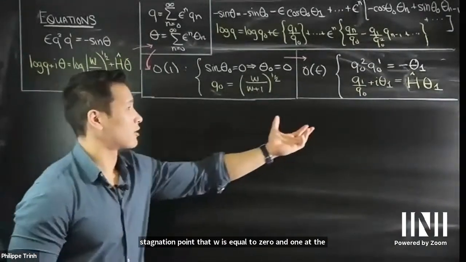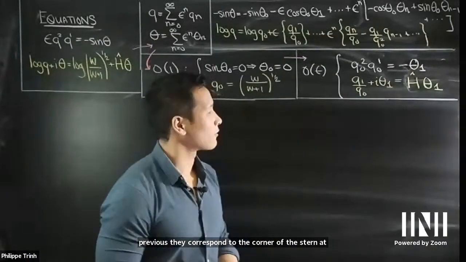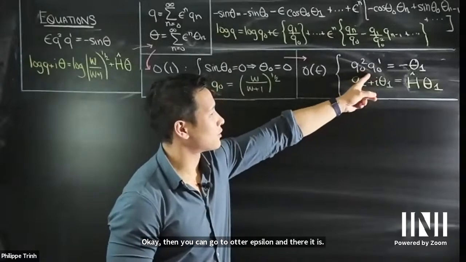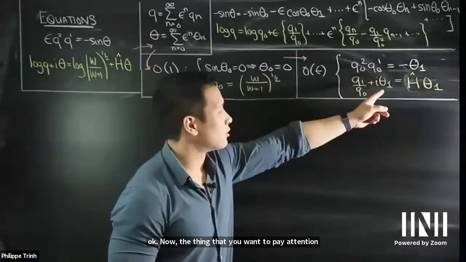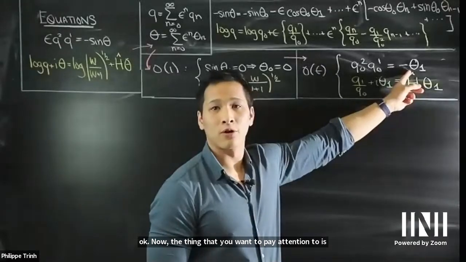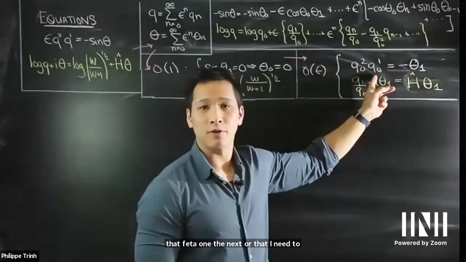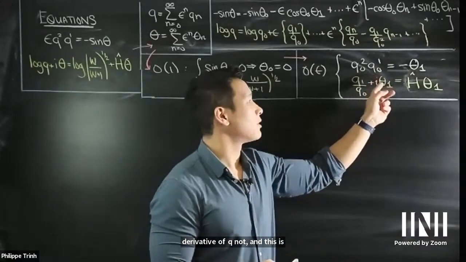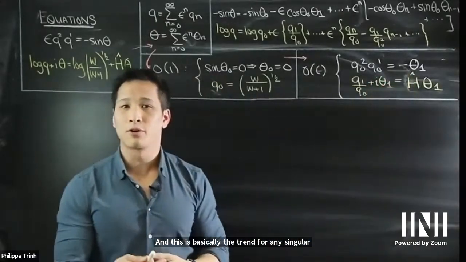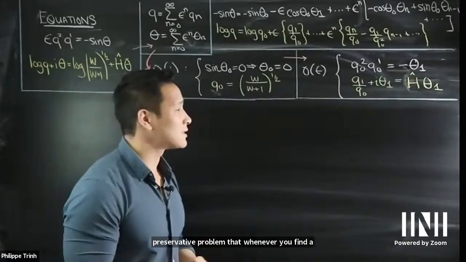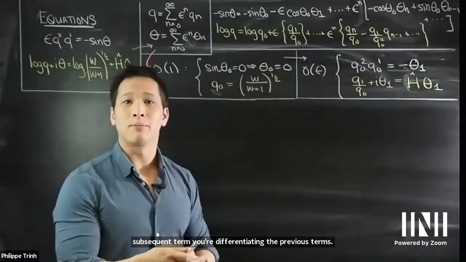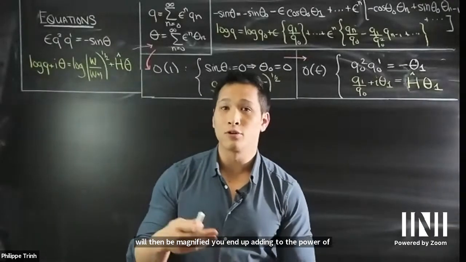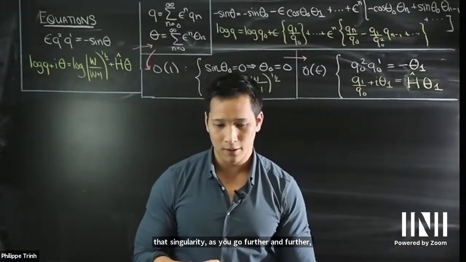Okay, then you can go to order epsilon, and there it is. Now the thing that you want to pay attention to is this first equation here, Bernoulli's equation. You notice that theta 1, the next order that I need, depends on the derivative of Q naught. And this is basically the trend for any singular perturbative problem: whenever you find a subsequent term, you're differentiating the previous terms. So any singularity that appears in the previous terms will then be magnified. You end up adding to the power of that singularity as you go further and further down the hierarchy.